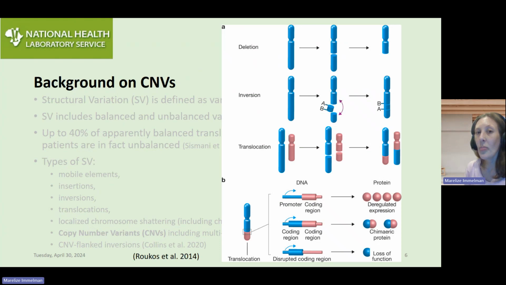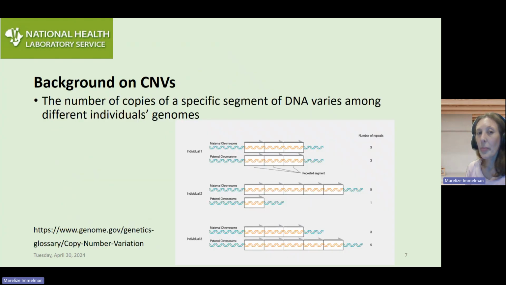As an example of what a deletion looks like, it is when a piece of a chromosome is deleted or missing. An inversion is when a piece of a chromosome is rearranged and inserted in the opposite orientation. And a translocation is when one portion of a chromosome is attached to another portion of a chromosome. Copy number variants are when a specific piece or segment of DNA is different between individuals.